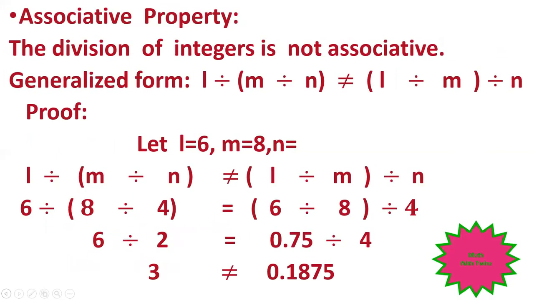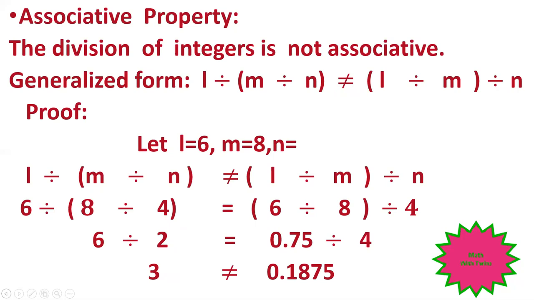Next property: the division of integers is not associative. The generalized form is that L divided by m divided by n is not equal to L divided by m divided by n, with the grouping changed. The proof is that 3 is not equal to 0.1875. The associative property of division does not hold good.